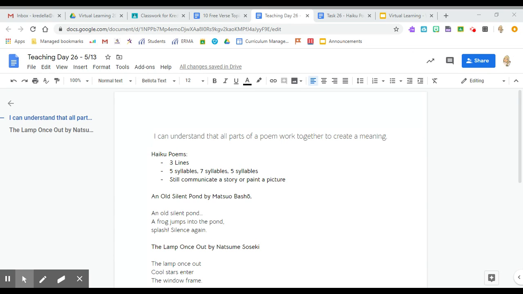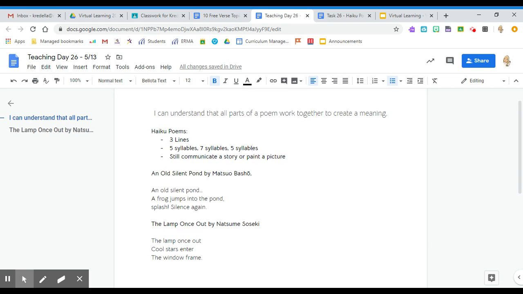If you look here, a haiku poem has 3 lines. The first line has 5 syllables, the second has 7, and the last has 5. I'll come back to that and explain it in just a minute. But they still communicate a story or paint a picture, right? So going back to "I can understand all parts of a poem work together to create meaning," I don't want you to turn in a poem that doesn't have a meaning. I want you to turn in a poem that communicates a story or a message. And so that's why this is a little tricky.